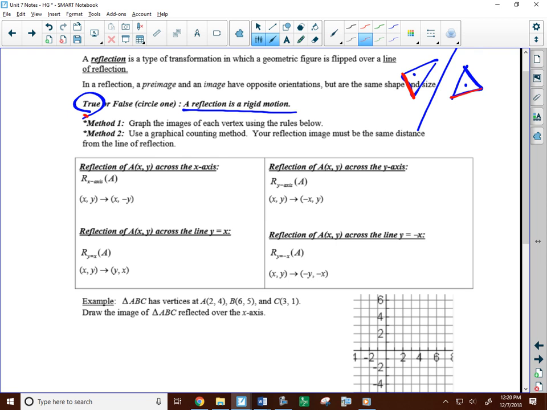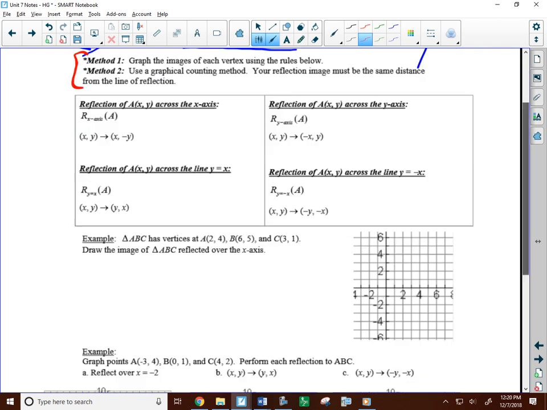Okay, I'll talk through these two methods. Again, just like the translation, you could plug in a point according to a rule, or you could do a graphical approach. So I'll show you both. They can ask you to reflect over the following: a horizontal or vertical line, or a diagonal line. As far as I know, the diagonal lines are only going to be these two: y equals x and y equals negative x.